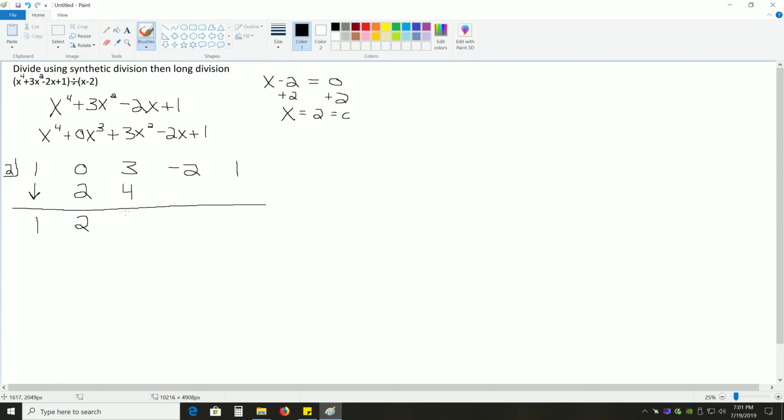Then 3 plus 4 gives us 7. We take that 7, multiply it by our 2 again, that gives us 14. Add that to negative 2, we get 12. Then take our 12 and multiply it by 2, we get 24. And adding 1, we get 25.